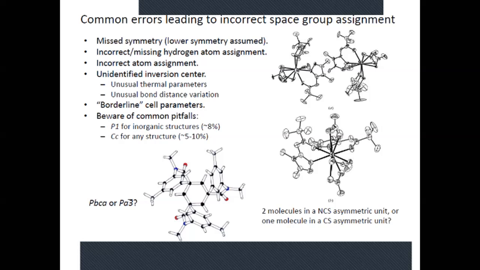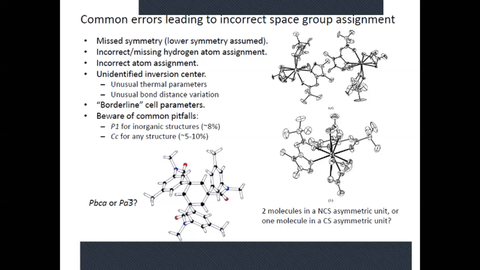Another thing is if you have an unidentified inversion center, this can mess with the bond distances and thermal parameters. The other one is borderline cell parameters. So what this means is that you have a set of lattice parameters. The beta angle is like 90.105, and you say, hey, this should be orthorhombic, but in fact it should be monoclinic, because that beta angle is kind of on the border between being orthorhombic or monoclinic. So you assigned it orthorhombic, but you see that the structure looks kind of wonky in that space group, so you're going to go back and try monoclinic.